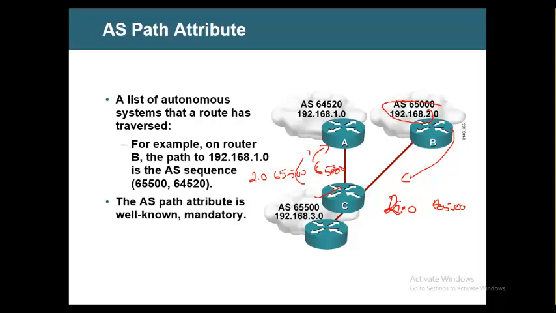And now, when A pings B, it will go to 65500 first, and then from there it will go to 6500. Now I just gave you 2.0 as an example. Here they have given you 1.0 as an example. You need to see the other way around. Okay.